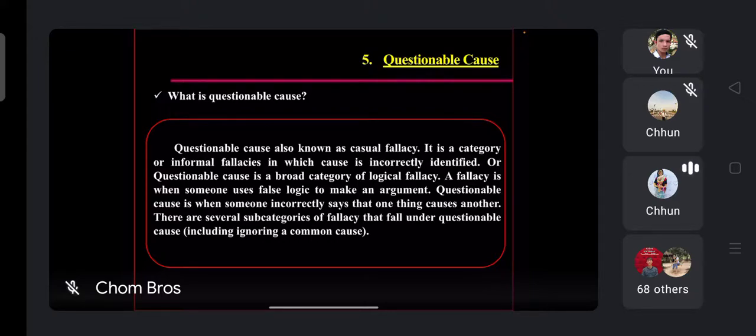Questionable cause, also known as the cross-talk fallacy, is a category of informal fallacies in which cause is incorrectly identified. Or we can say that questionable cause is a broad category of logical fallacy. These fallacies occur when a causal connection is assumed without proof, or too often claims of causal connection are based on a mere correlation. The occurrence of one event after the other, or the occurrence of events simultaneously, is not proof of a causal connection.